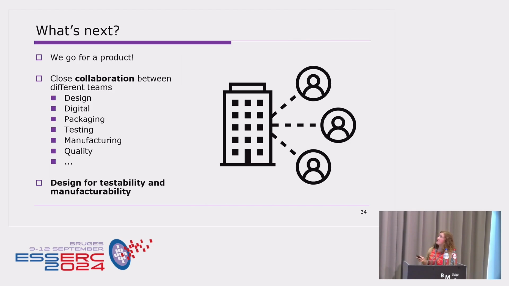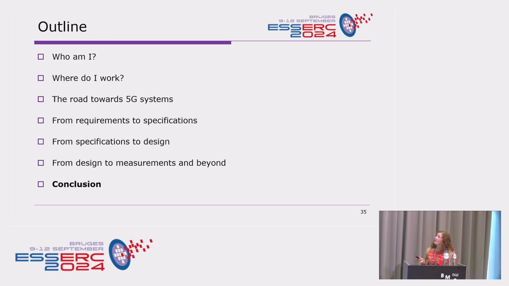And then, of course, what's next? Next, we want to go for a product. And for a product, as already many colleagues told you before, it's important to collaborate. We need different teams to work together. We have our analog or RF design team, but the digital team is also very, very important. We have a packaging team, test team, manufacturing team, and so on, where we all look together to design for testability and manufacturability. So, and that brings me to the conclusion of my talk.